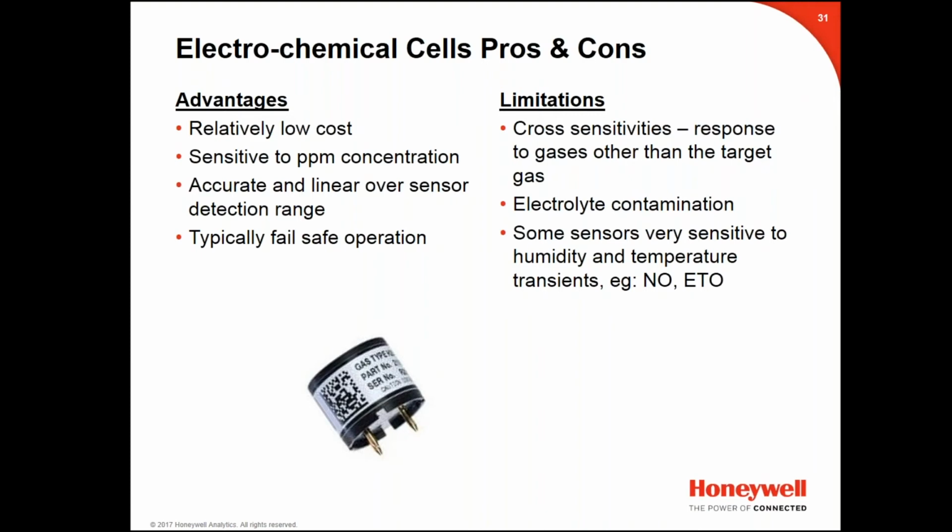Electrolyte contamination by substances such as alcohols or citrus oils. That's actually going to change the pH of our electrolyte. And then some of the sensors are very sensitive to humidity and temperature. For example, nitric oxide and ethylene oxide sensors are very sensitive to changes in the environment.